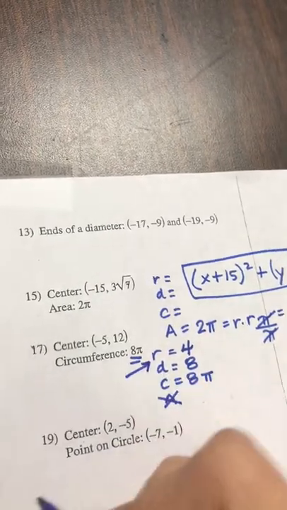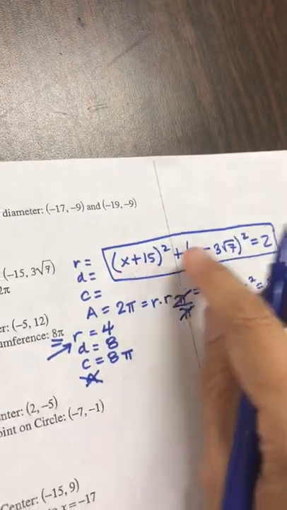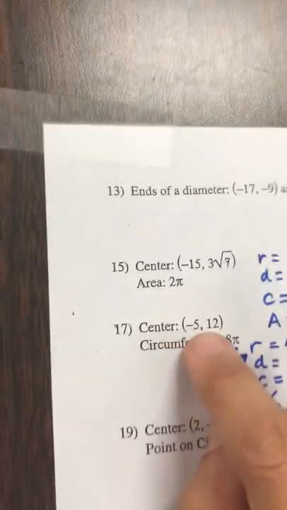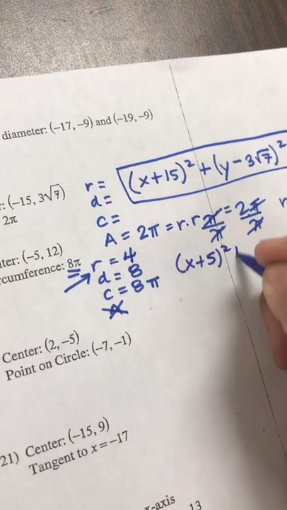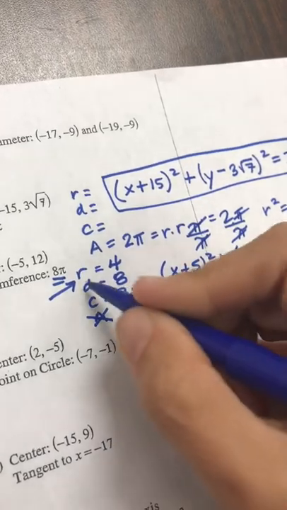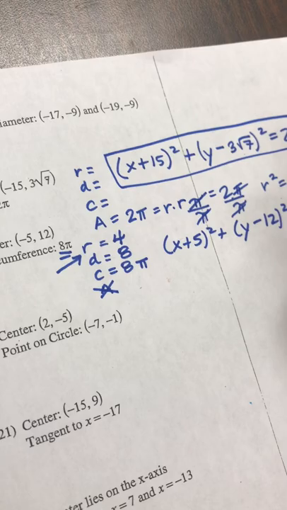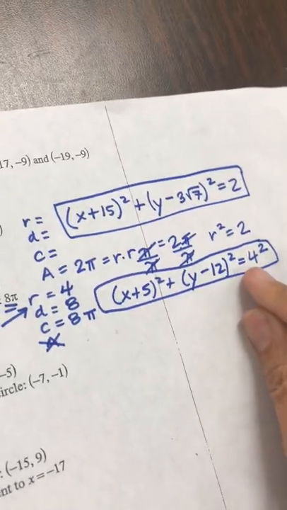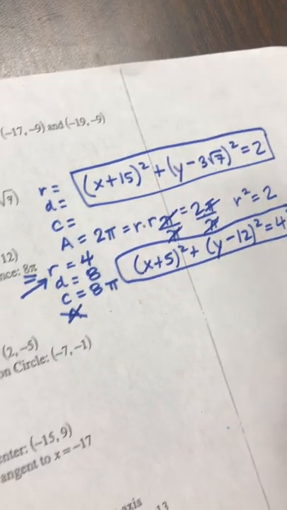We just now have our radius, and that's all we need for our formula, our center point, and then our radius squared. Okay, so let's do it. Our center is at -5, 12. So x plus 5, y minus 12, and our radius squared. Okay, so our radius is 4. So 4 squared, and this could be your final answer, or if you want to write 16, that's fine too.